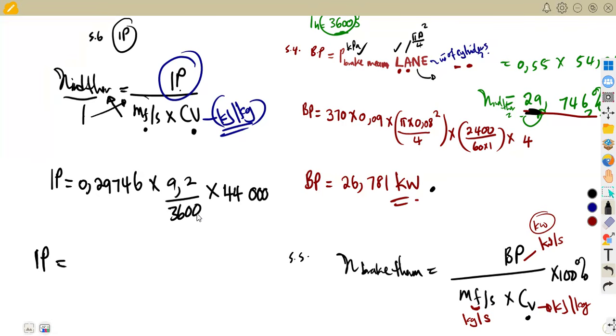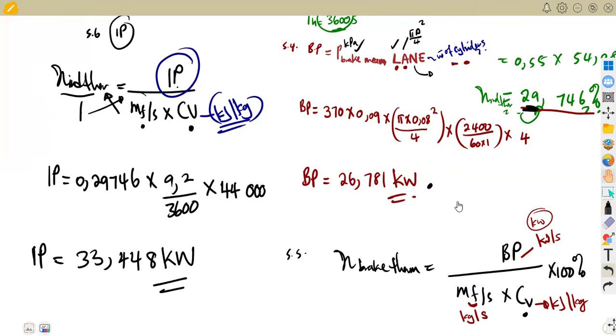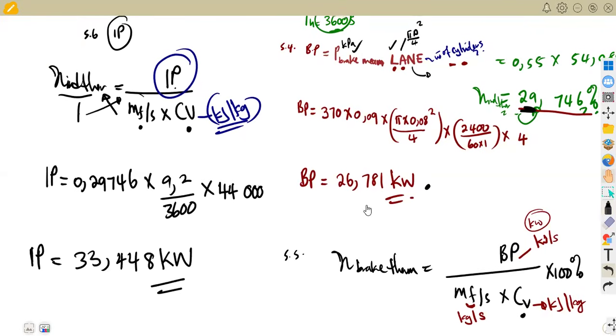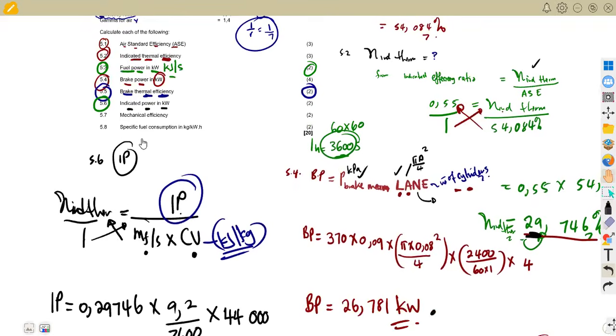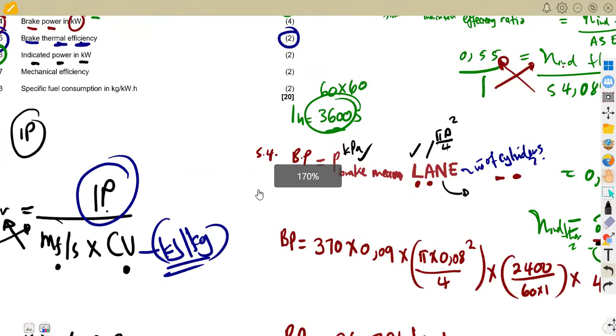All right, so that is everything that we just needed. That was going to give us something like 33,448 kilowatts. All right, that is giving our answer in kilowatts. That is the idea there. Let's move on, 5.6 again.